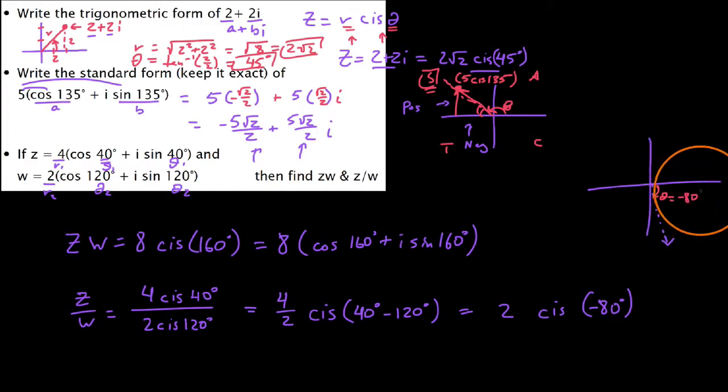It's negative 80, and we would just say, look, right there, that's a distance of 2. We could say that arbitrarily. But yeah, good to know how to convert from one form to the other, as well as find products and quotients using trig form. Cheers.